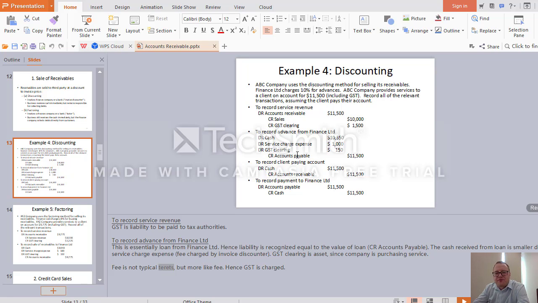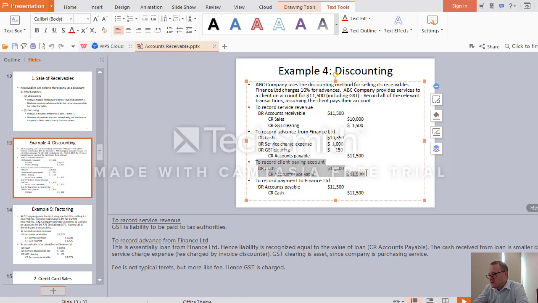And then, after we got the loan, we wait for the client to pay on the account. And of course, accounts receivable would be reduced, and we will get the cash. And after that, we will use that cash to pay the loan to the bank. So here it is the receipt of the money from the client, so cash against accounts receivable. And here we are using that cash to pay the loan and to get rid of our liability. And of course, when we got the loan from Finance Ltd, from the bank, we got cash and we assumed liability. Liability is credit accounts payable.